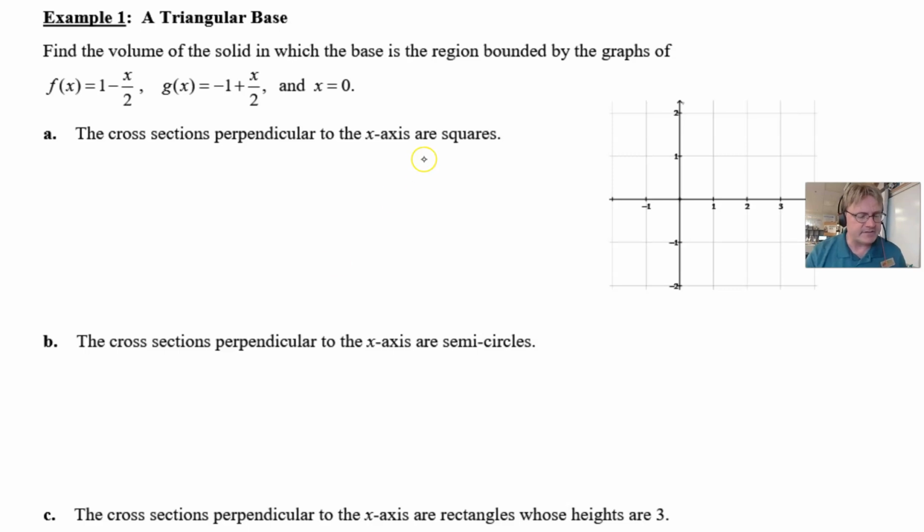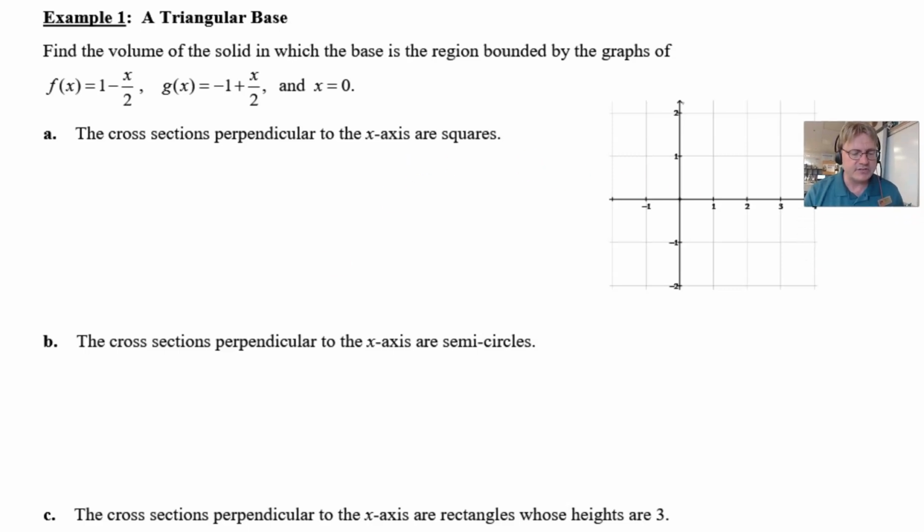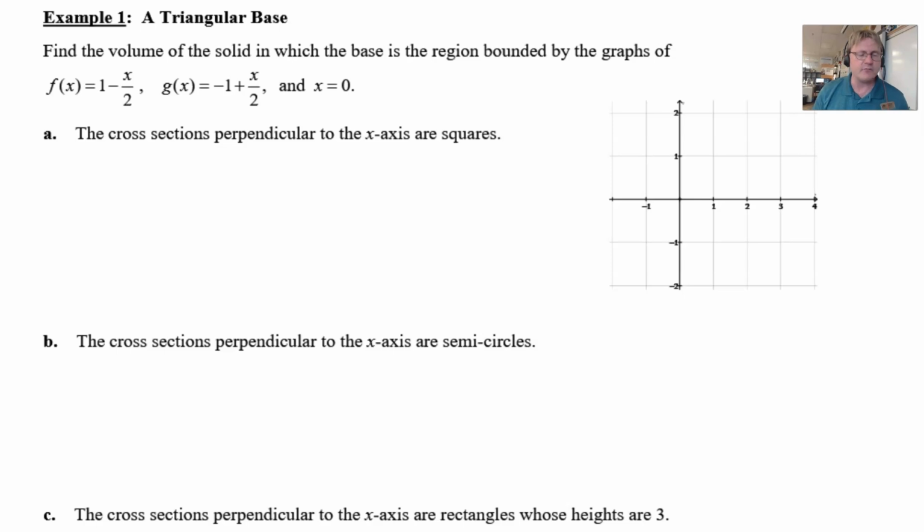We have a volume of a solid in which the base is the region bounded by the graphs f of x equals 1 minus x over 2, g of x is -1 plus x over 2, and then we've got this stray x equals 0.